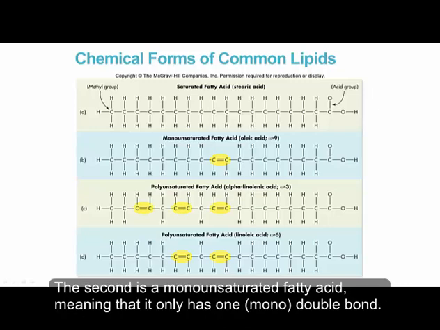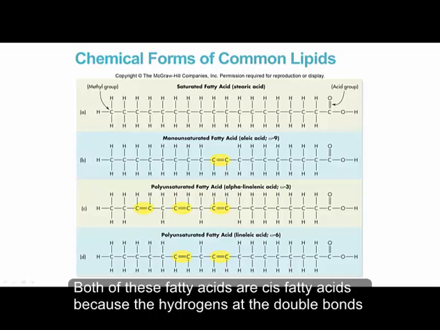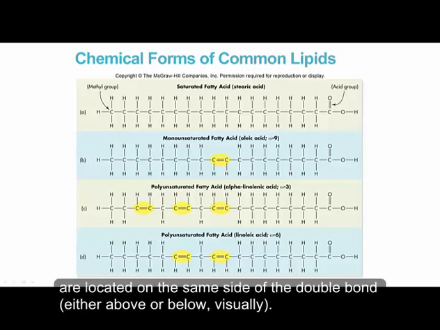The second is a monounsaturated fatty acid, meaning that it only has one double bond. The third and fourth fatty acids are both polyunsaturated fatty acids and have multiple double bonds. Both of these fatty acids are cis fatty acids because the hydrogens at the double bond are located on the same side of the double bond, either both above or both below visually.